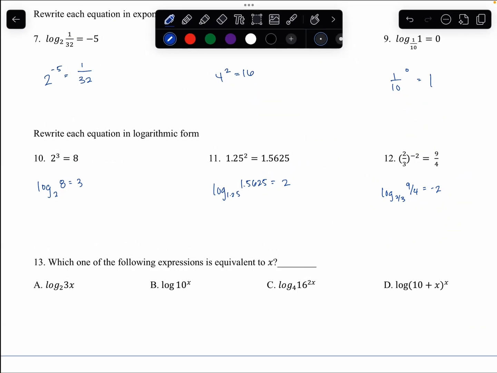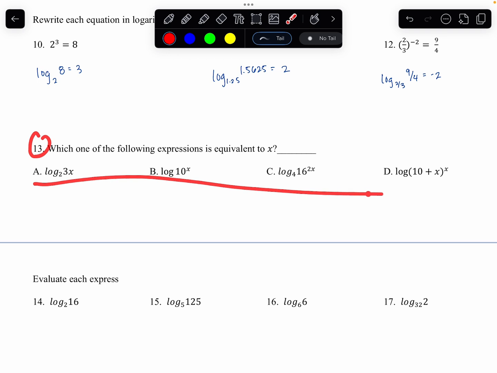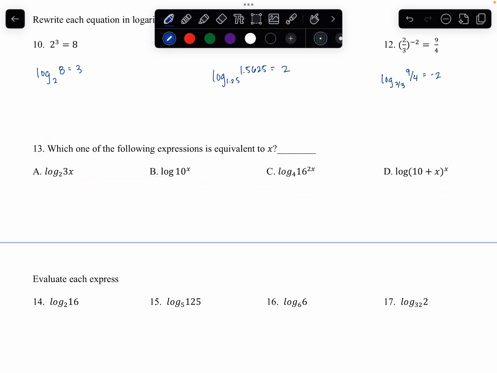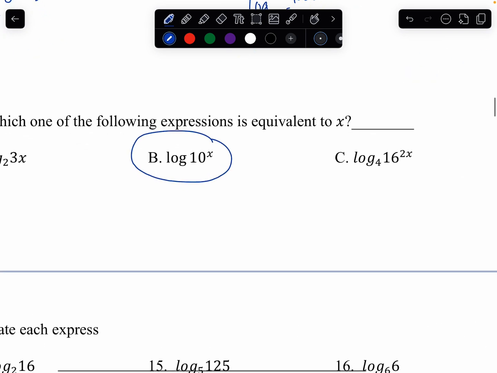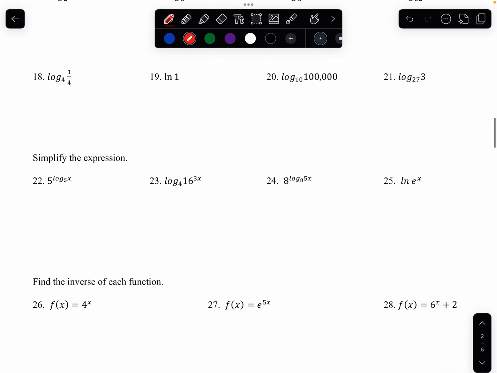Okay, 13, I'm probably not going to have a question like this on the exam, but it should be B. Which of the following expressions is equal to x? Because this is a common logarithm, its base is 10, meaning that these will cancel each other out, leaving us with just x. Okay, and it'll use that same property, I think, down here.